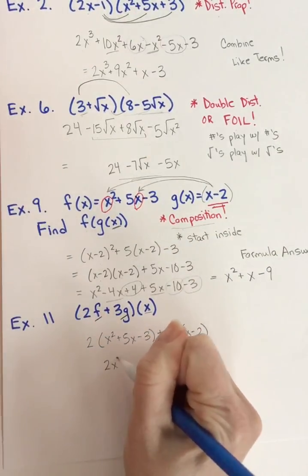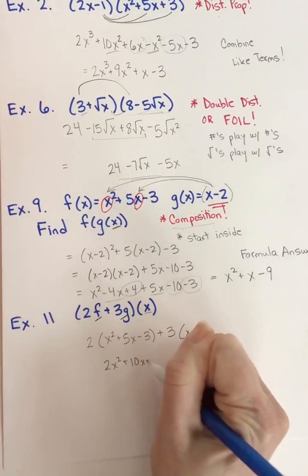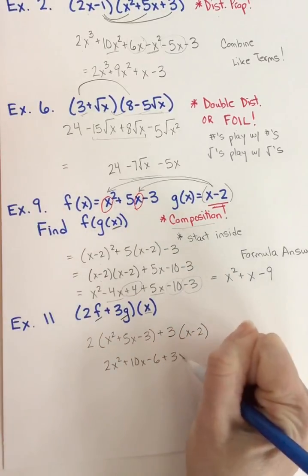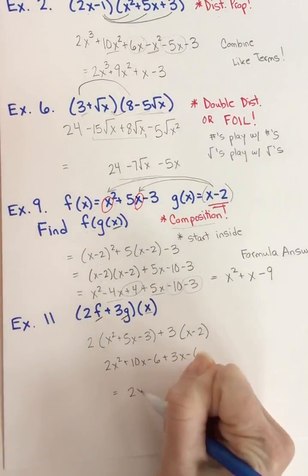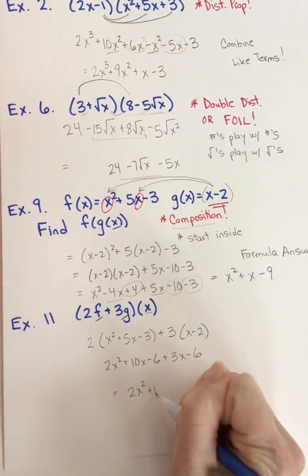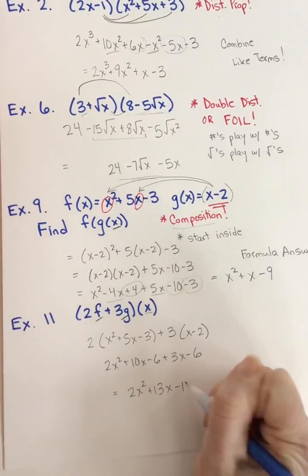I use my good old distributive property, and then I combine like terms. So I have a 2x squared, a 13x, and a minus 12.